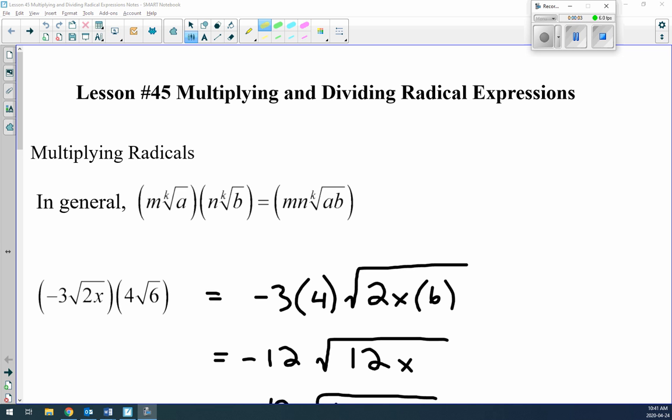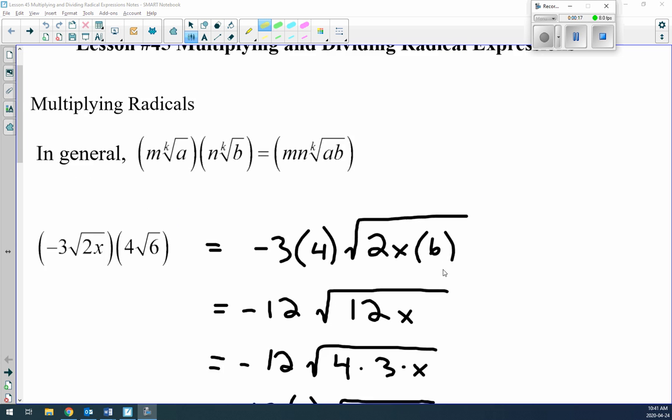Grade 11 pre-cal, lesson 45, multiplying and dividing radical expressions. So multiplying and dividing is generally pretty easy. The key here is they have to have the same index. So they both have to be square roots or cube roots or quad roots. Other than that, you can just go ahead and multiply it. So let's just go through examples here.